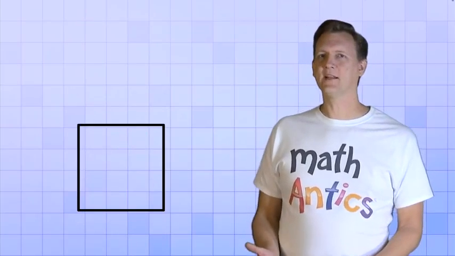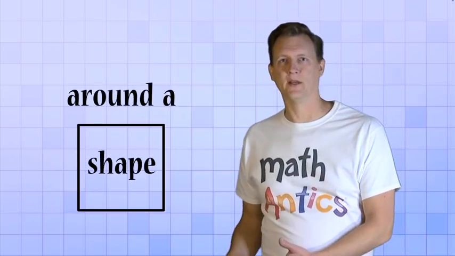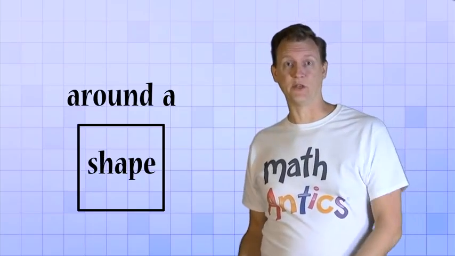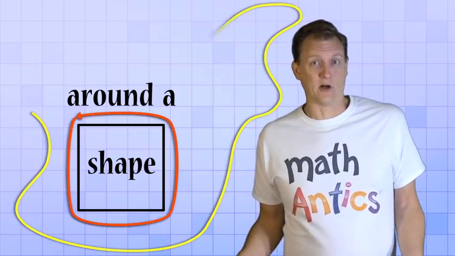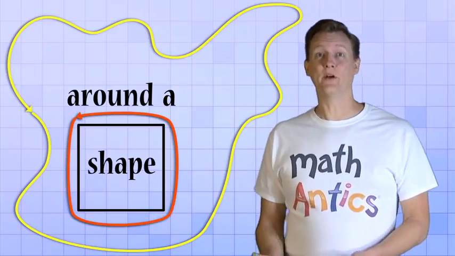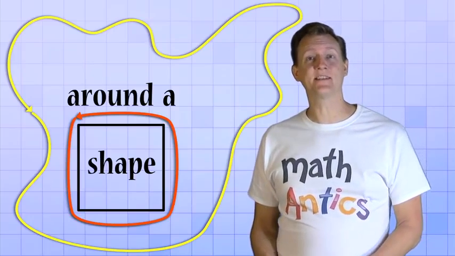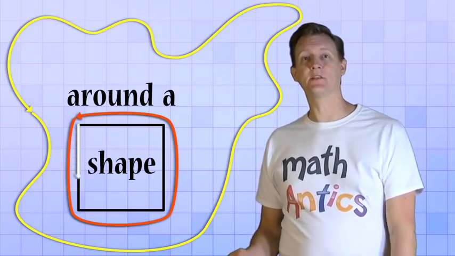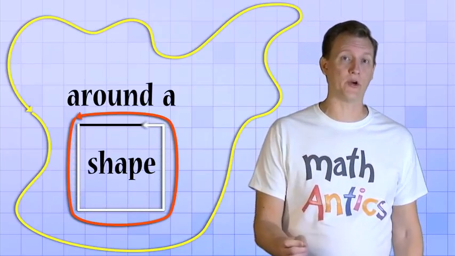Okay, but what exactly do we mean by around a shape? It seems like there would be a lot of different ways to go around a shape. Some of them would be short, and some of them would be very long. Well, perimeter means the absolute shortest distance possible around a shape. That would be the distance you'd get if you trace the path exactly around the border or edge of a shape.